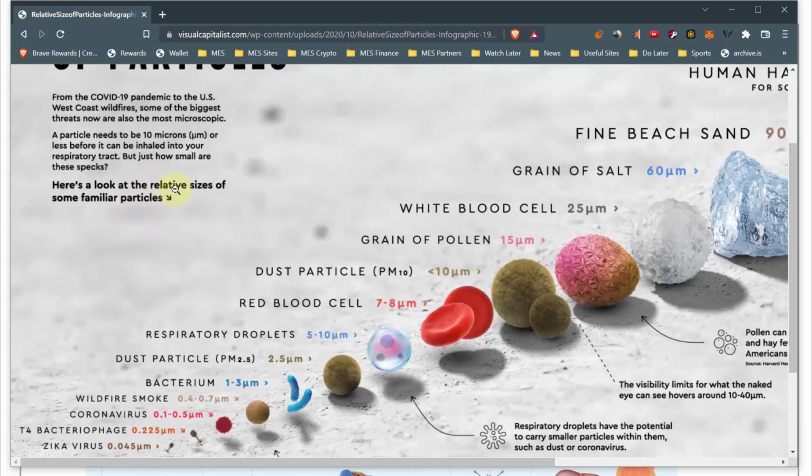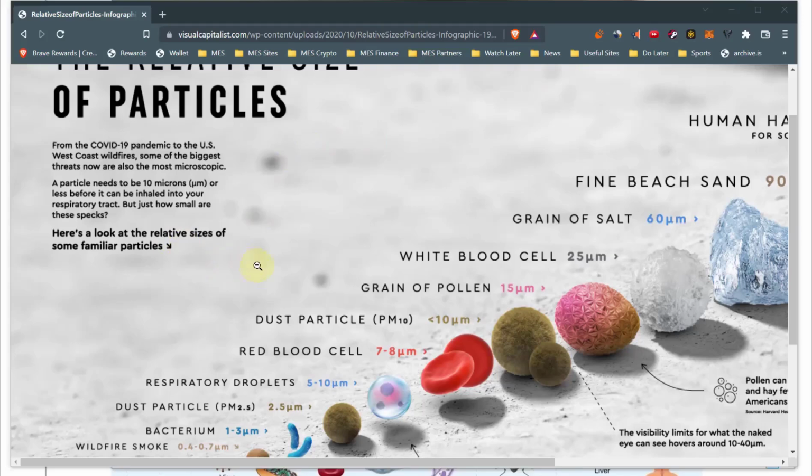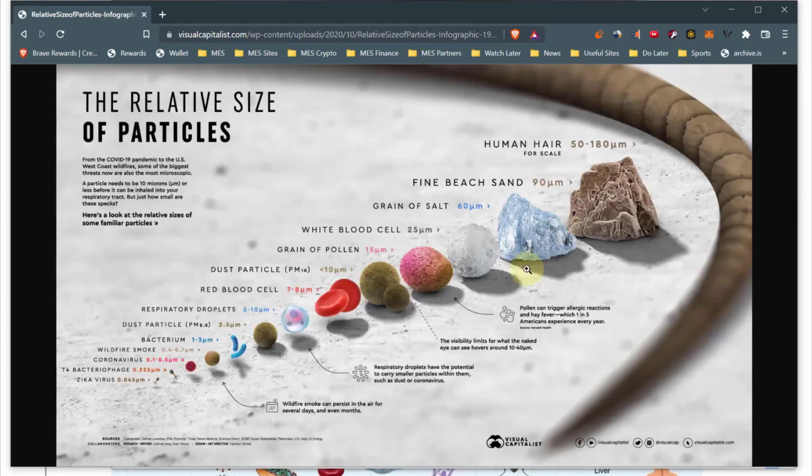So here's a look at the relative sizes of some familiar particles. Let's take a look from the biggest to the smallest. Let's zoom out here. We have human hair, for scale, which is from 50 to 180 micrometers, and this is talking about the width. It can range up to 180 and all the way down to about 50 micrometers in diameter.